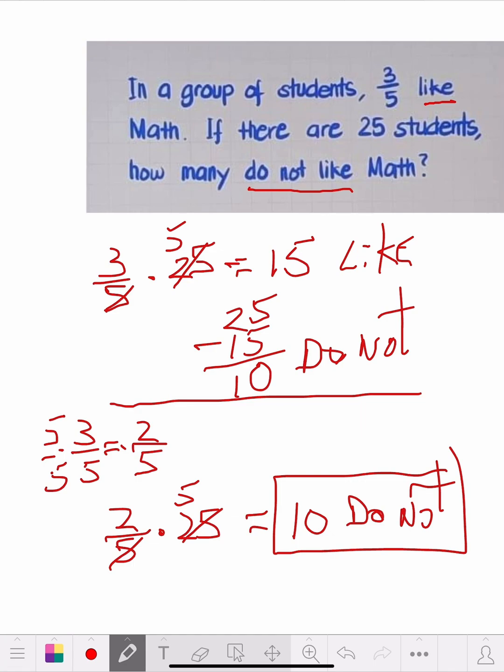But you have to read this question real good, because you might say, hey, how many students like math? And you don't get to the last part. You're just skimming over it real fast. So you got to read these things once or twice and know exactly what they are looking for. Because sometimes they might be looking for both answers, the ones that like math and the ones that do not like math.